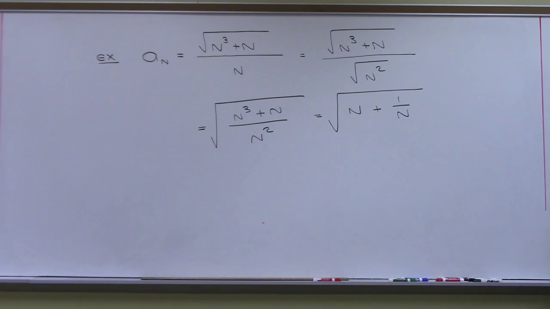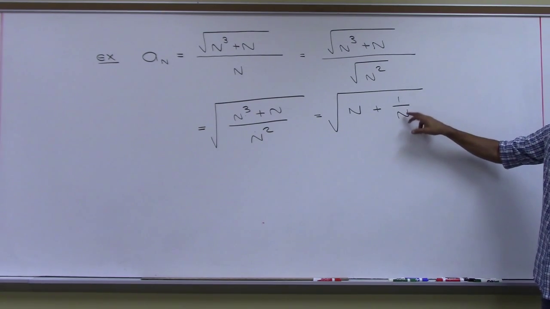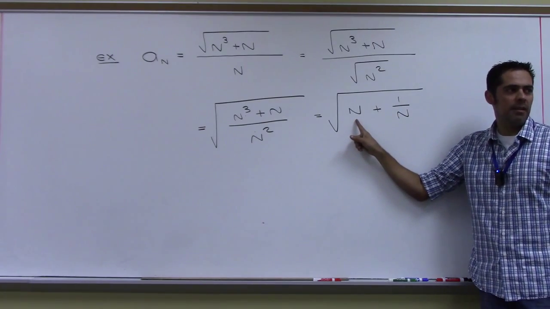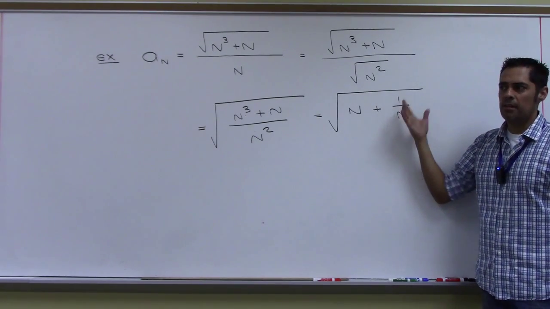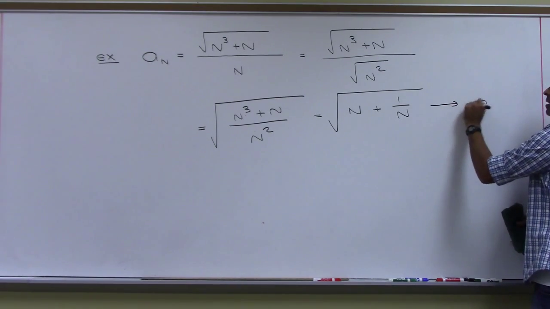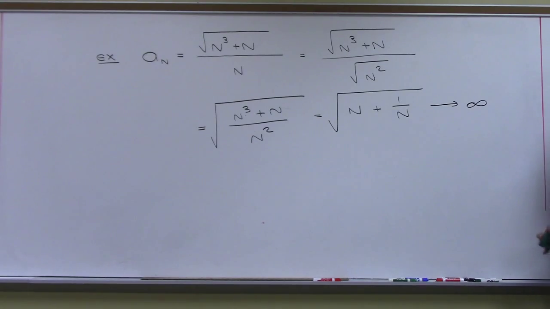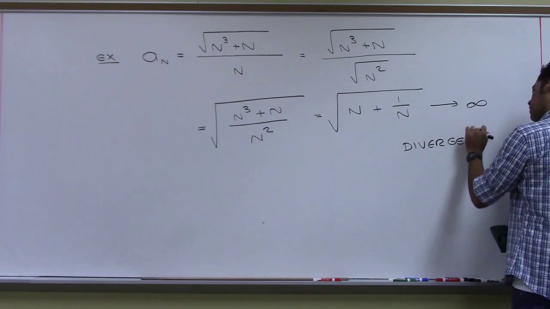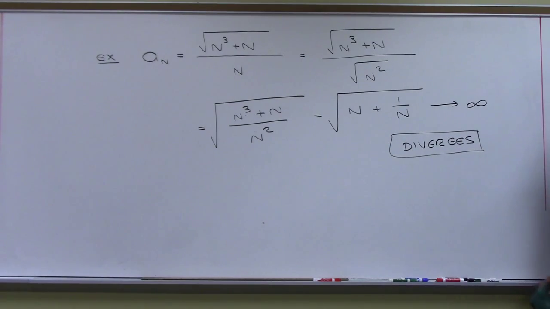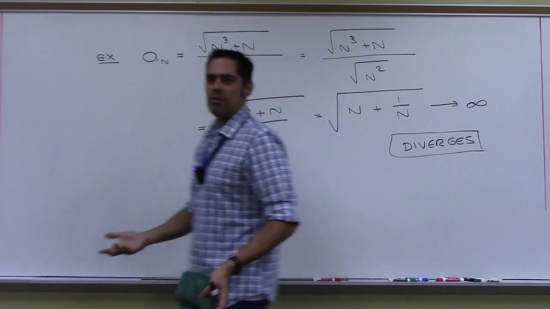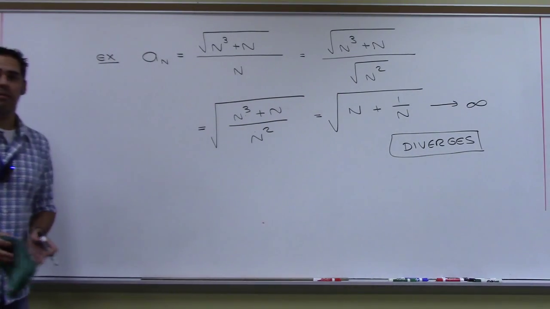Now let n go to infinity. What happens? 1 over infinity goes to 0. The square root of infinity is infinity, right? This heads to infinity. So what do I say? It diverges. We knew that it was infinity over infinity. That's never enough to be able to determine the answer. So we had to do something algebraic to make it happen.